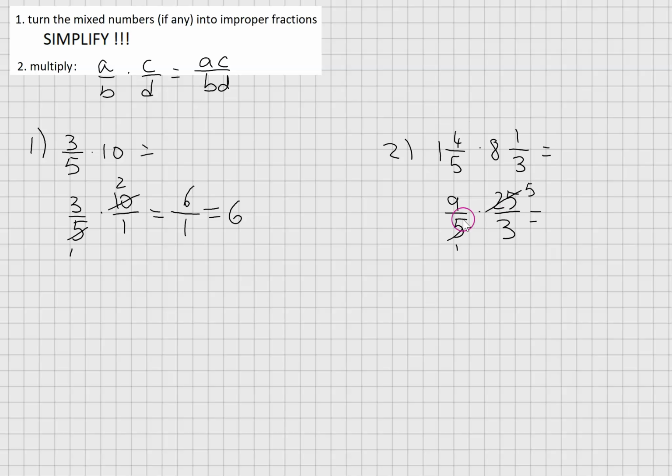Anything else? You're right, 9 and 3. Both can be divided by 3. So I'll simplify. 9 divided by 3 is 3. 3 divided by 3 is 1. Nothing else to simplify. And next is multiply the numerators to each other and the denominators to each other. 3 times 5, 15, over 1 times 1, 1. 15 divided by 1 is 15.